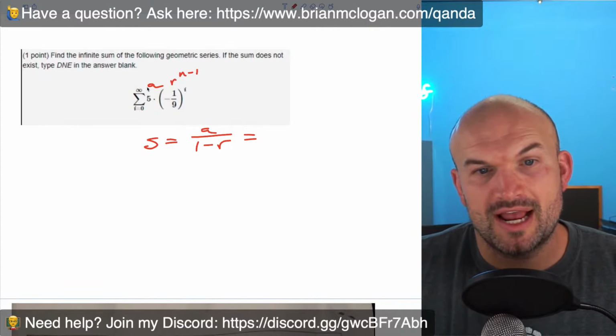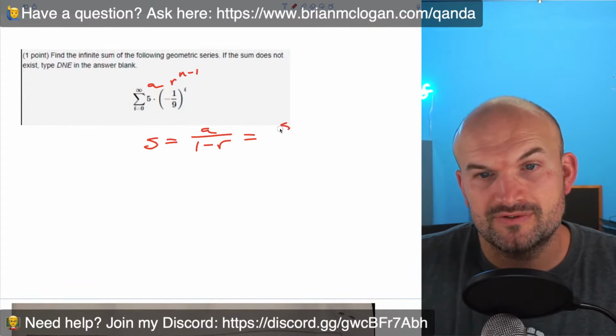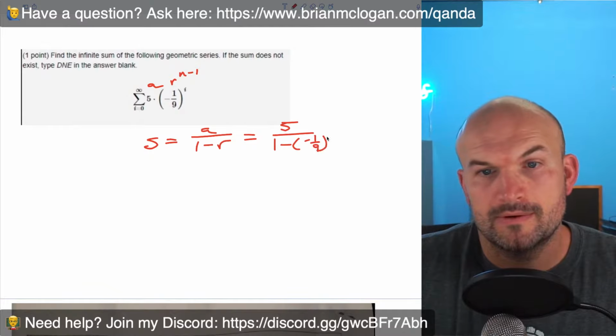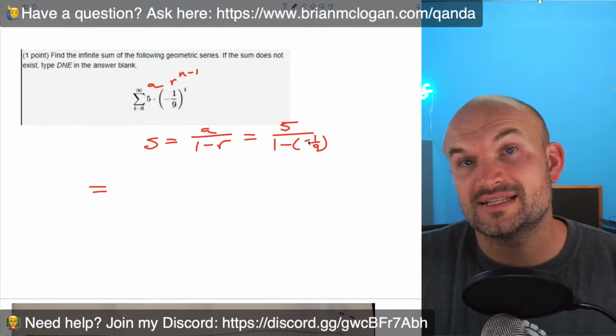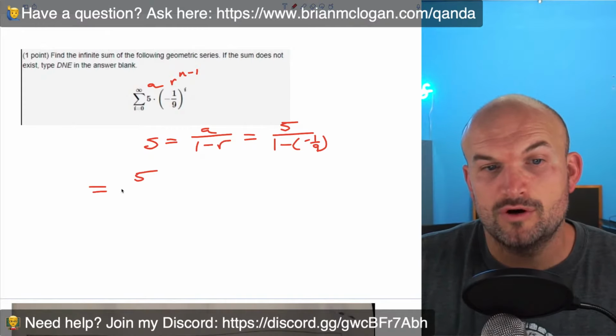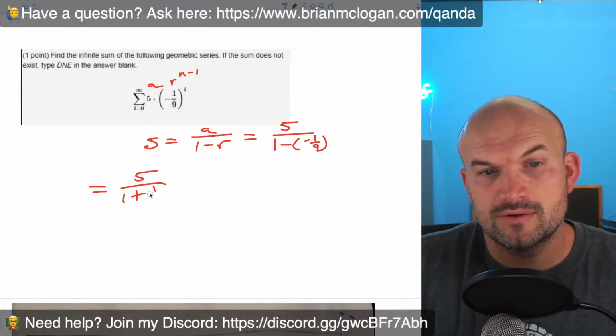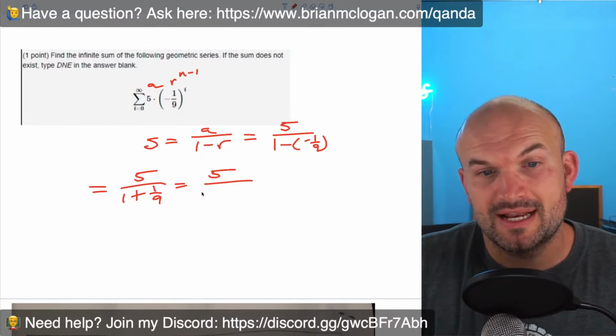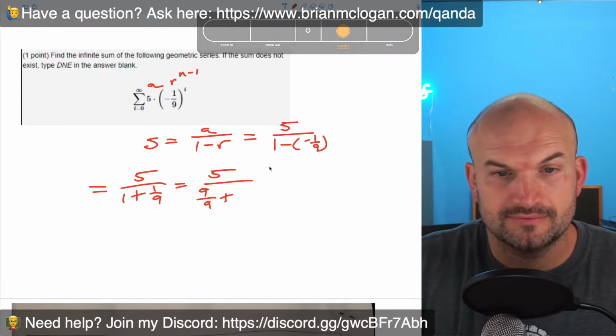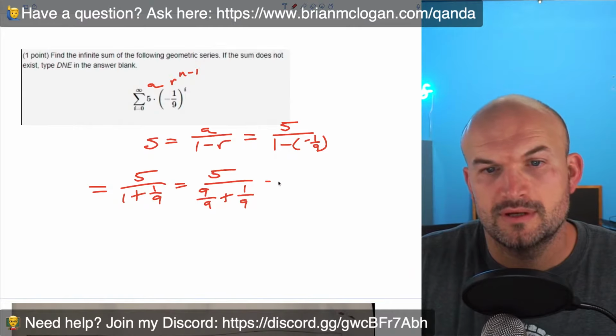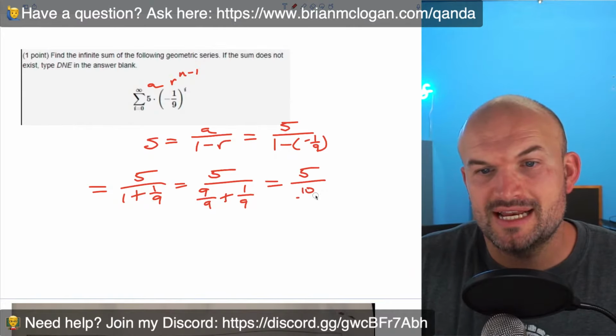In this case, we have our A1, which is 5. So I'm just going to do 5 all over 1 minus my R, which is negative 1/9. So 1 minus a negative 1/9 is really just a plus, so 5 over 1 plus 1/9. I can rewrite that as 9 over 9 plus 1/9, so it's going to be 5 over 10/9.